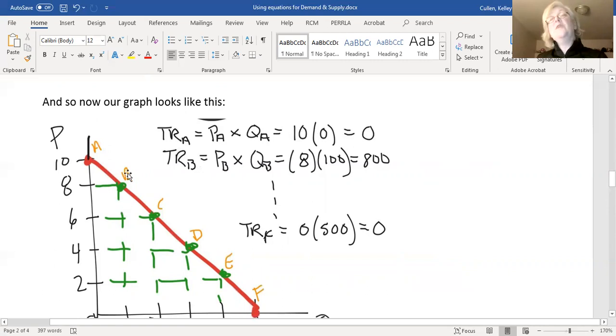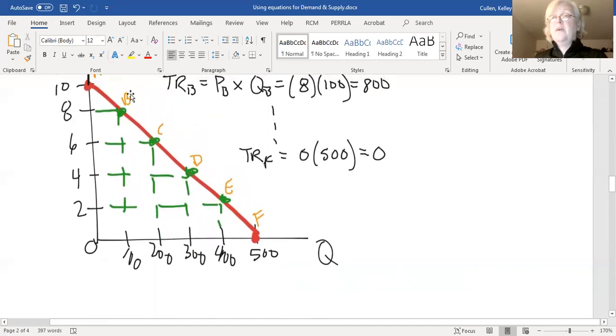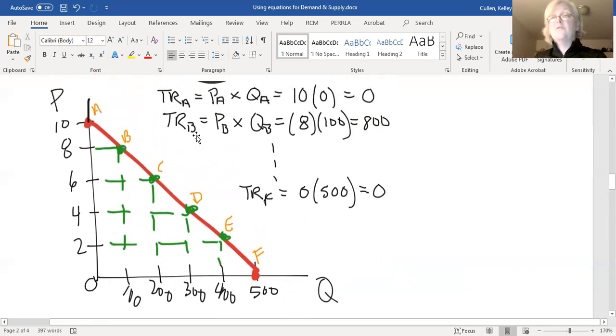But now point B is $8. If I were to charge $8 for my hamburgers, I could sell 100. See where that is on the graph here? B corresponds to a price of 8, quantity of 100. So I plug that in. Total revenues at point B equals the price of B times the quantity of B, which is 8 times 100. And my total revenues for point B is going to be $800.